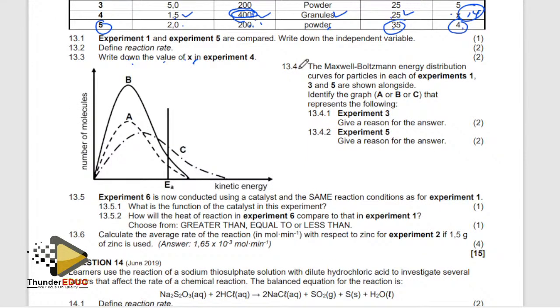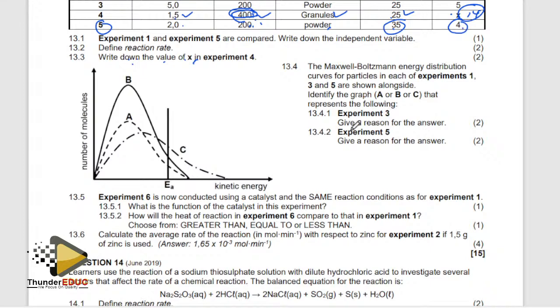Then question 3. Write down. Okay, we are done with that. The Maxwell-Boltzmann distribution curves of particles of experiments 1, 3 and 5 are shown alongside. What is the question they're saying? Experiment 3, give a reason for your answer.